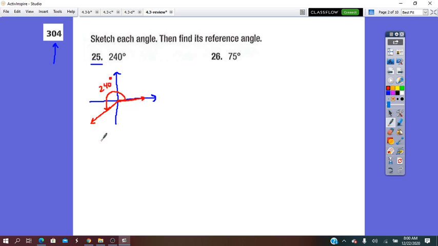and to find the reference angle, for any angle that has the terminal side in the third quadrant, the angle is greater than 180 degrees, so the reference angle will be the angle minus 180 degrees, which equals 60 degrees. So the reference angle of 240 degrees is 60 degrees.